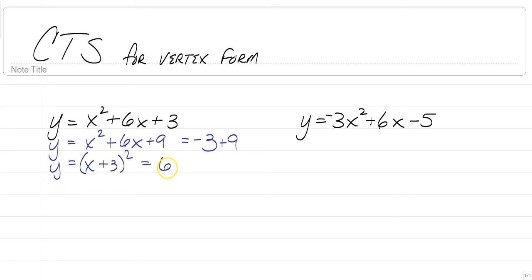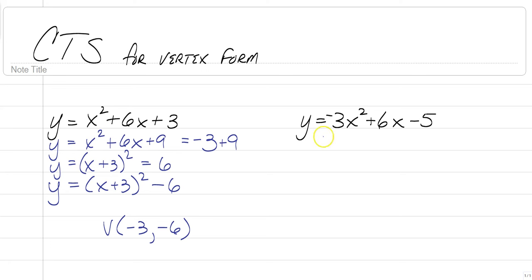Now, vertex form, remember, that's x minus h squared plus k. So you just have to bring that back over. y is equal to x plus 3 squared minus 6. And you have a vertex at -3, -6, just like back in the day. But that's it. It's much easier to move something into vertex form, okay?